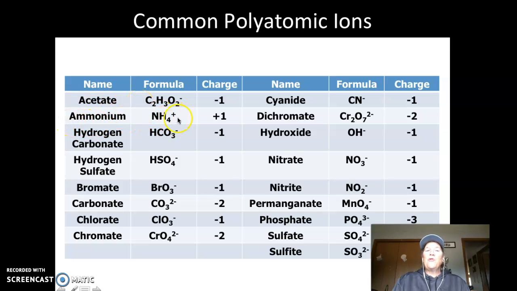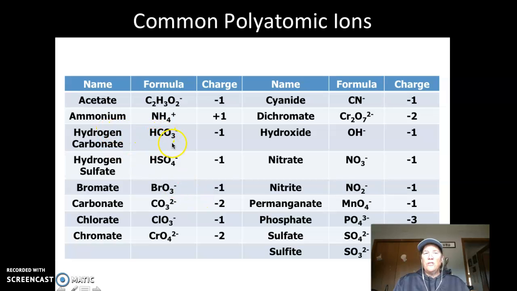NH4, this is one people get all confused about. It's ammonium, and everybody is looking on the periodic table. What element is ammonium? It's not an element. It's a polyatomic ion. It's NH4, and it has a +1 charge. And honestly, this is the only positive one you'll use. This is the only cation. All the rest of them are anions.